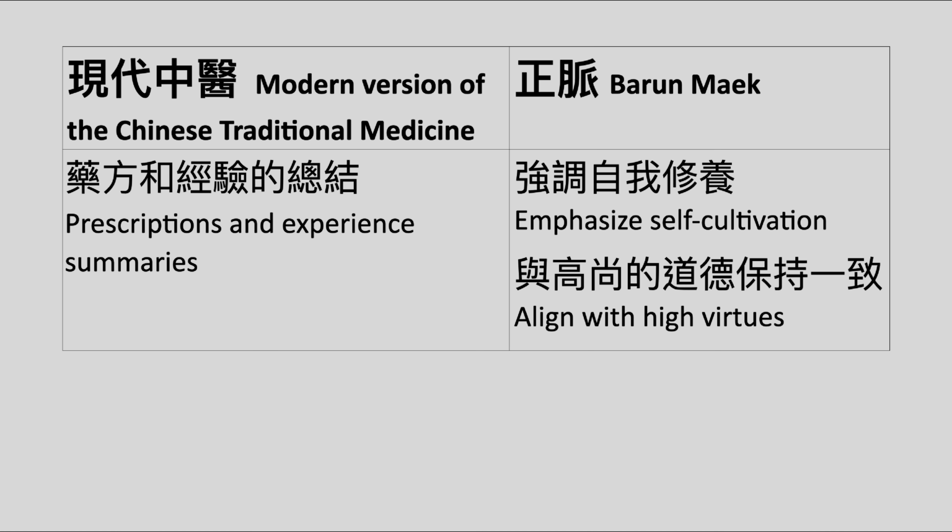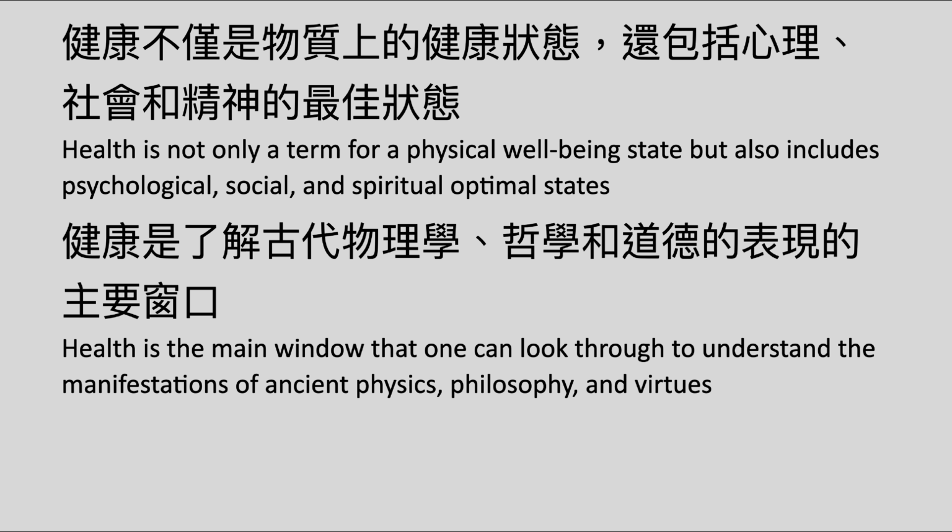The largest difference between Barun Maek and modern versions of traditional Chinese medicine is that Barun Maek emphasizes self-cultivation to higher moral and ethical standards and encourages everyone to align themselves to high virtues. In Barun Maek practice, we believe health is not only a term for a physical well-being state, but also includes psychological, social, and spiritual optimal states. Health is the main window that one can look through to understand the manifestations of ancient physics, philosophy, and virtues.